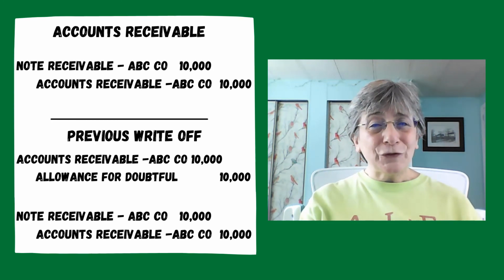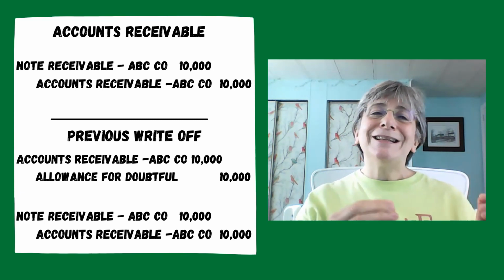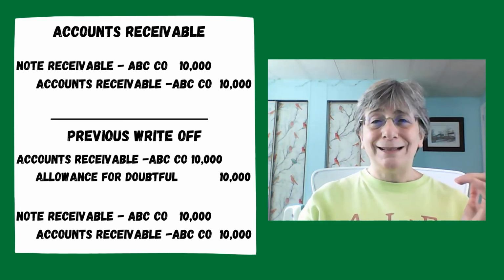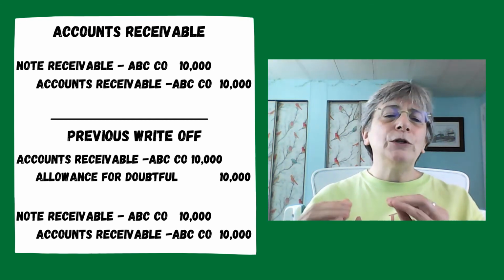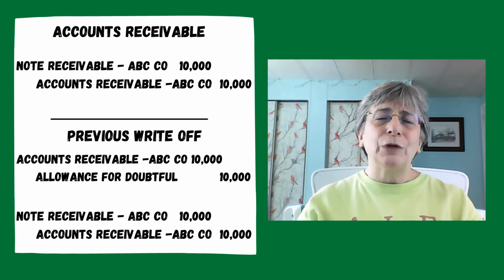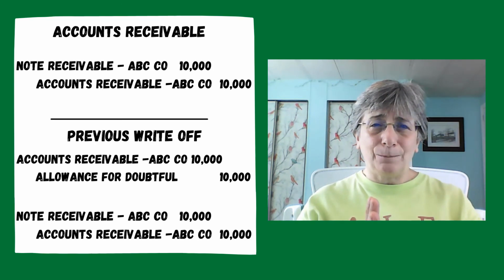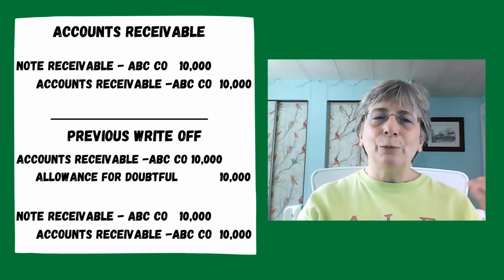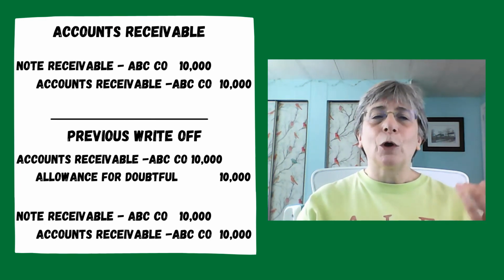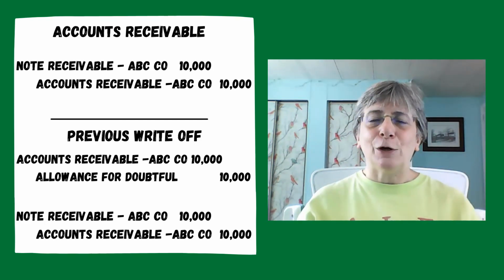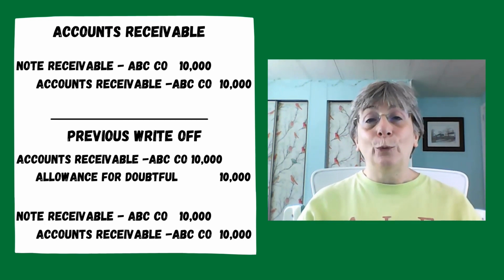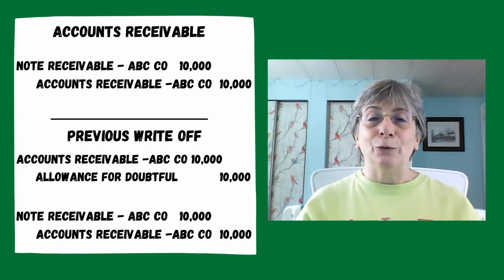So if it was previously written off, now we're going to reinstate that account. So we're going to debit accounts receivable, ABC Co. for $10,000, and we're going to credit our allowance for doubtful accounts to move it out of that allowance account. And then we're going to do the same entry we did as though it had never been written off in accounts receivable. We're going to debit our note receivable and credit our accounts receivable just like we did if there was no write-off involved. And that, for real, is all you need to know about notes receivable.